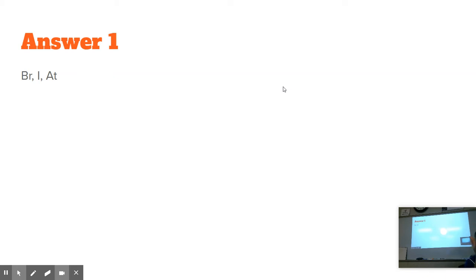If you look, they're in the same group, in the same family. That's why I've mentioned before that I'll often call groups families, because all the members in a group, for the most part, will share very similar characteristics with each other. So these 3 being in the same group, the same vertical column, should have similar chemical properties.